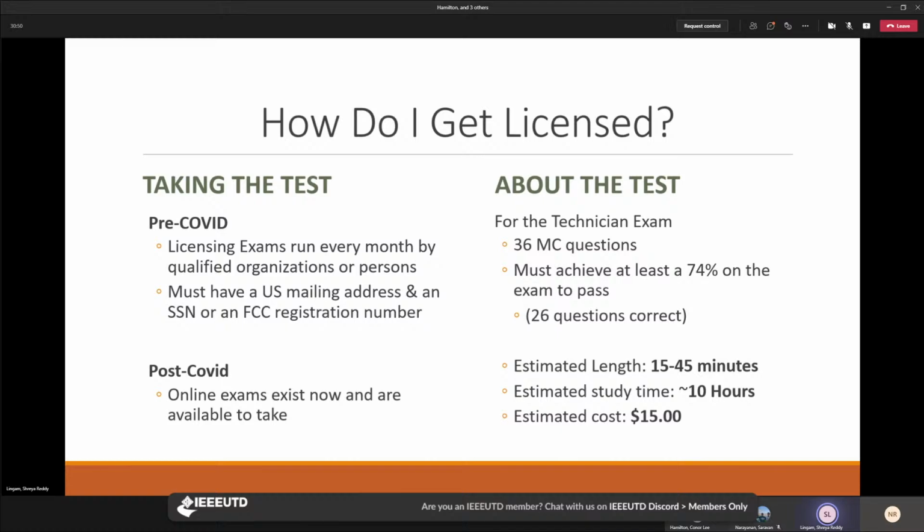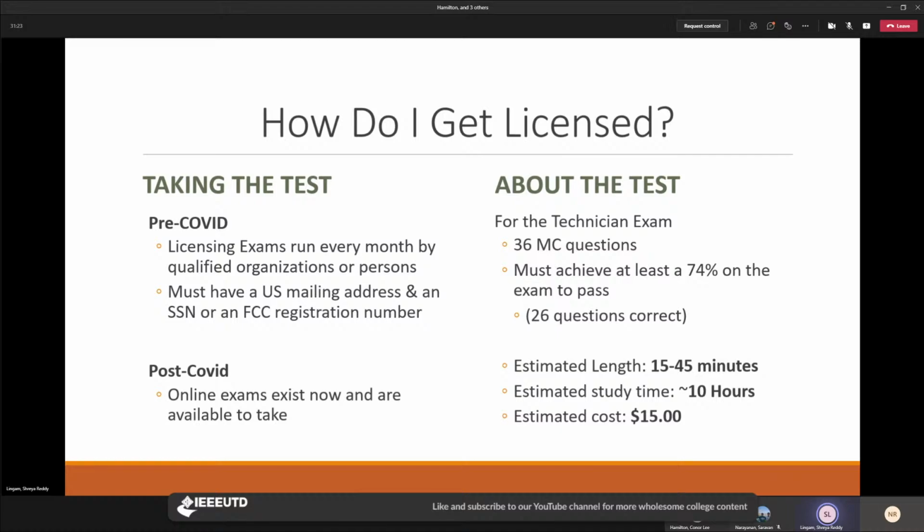So specifically for the technician class license exam, which is the entry-level license, the test will consist of 36 multiple choice questions that will be pulled from a test bank that's already available to everyone on the ARRL website, which is the National Organization for Amateur Radios. So you will need to get 26 questions right, which is a 74% on the test. And the test itself takes 15 minutes long, but with the online exam format, it can take up to 45 minutes for the proctors to relay information and the rules.